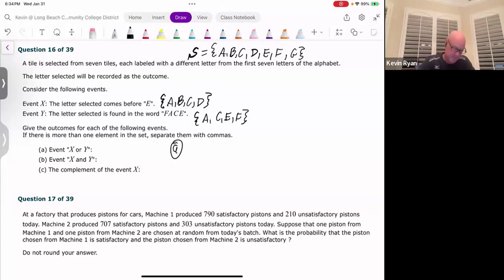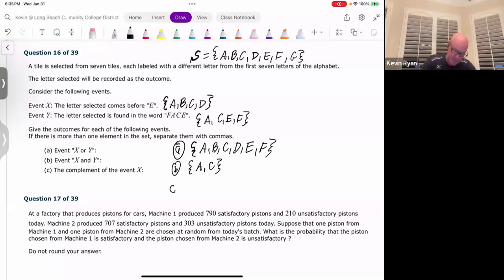In part A, event X or Y. So that's inclusive of everybody: A, B, C, D, E, and F. Part B is event X and Y. So that's only the ones that are in both. That's going to be A is in both and C is in both. And part C, the complement of event X. So X was A, B, C, D. So the complement is going to be E, F, G.